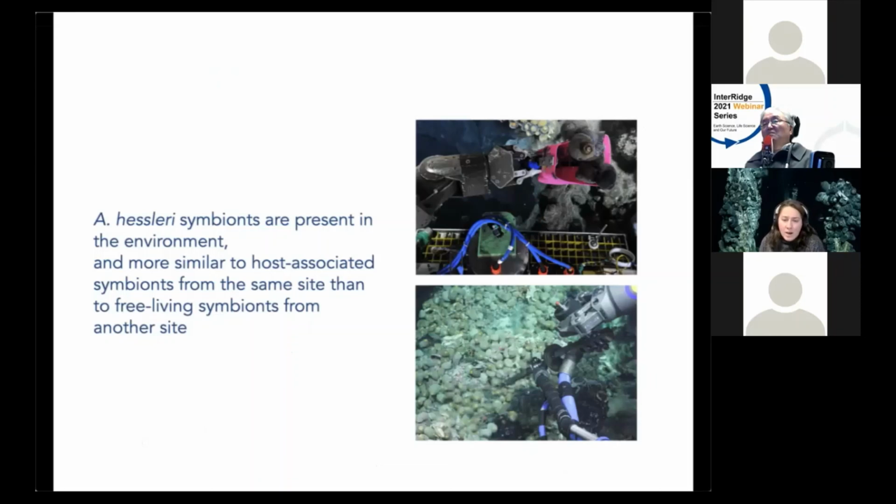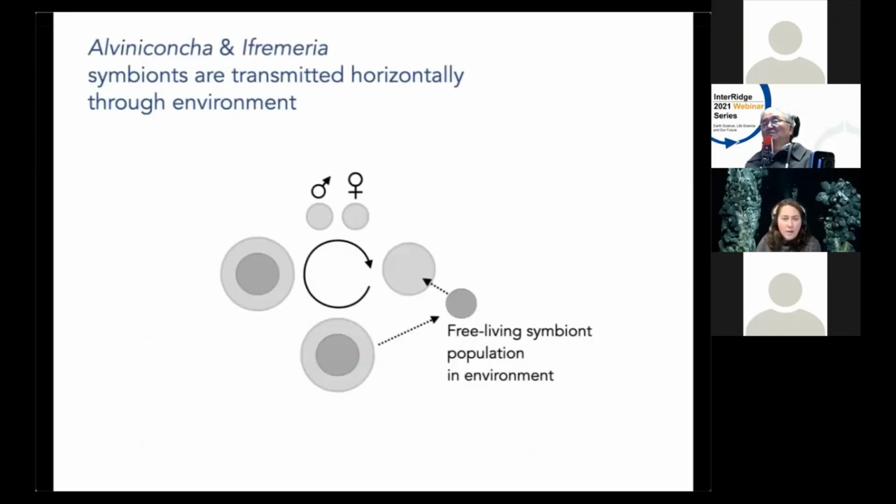Okay, but just to summarize at the end here, the main points that we found are that Alviniconcha and Ifremeria symbionts are likely transmitted horizontally through the environment. So they're acquiring their symbiont at some aposymbiotic stage from the environment. We don't know what that stage is for these snails yet, although that's something that we're continuing to work on in collaboration with some larval ecologists.